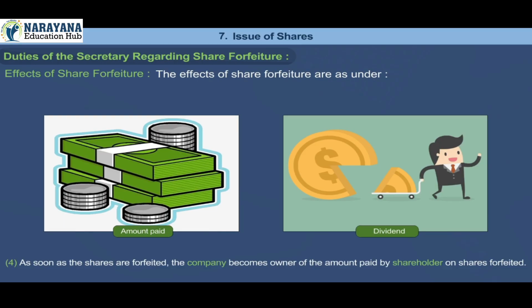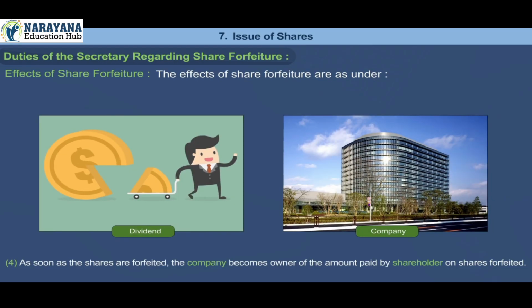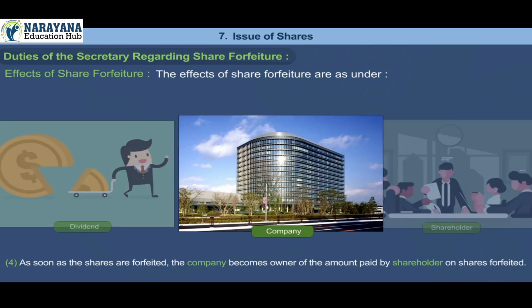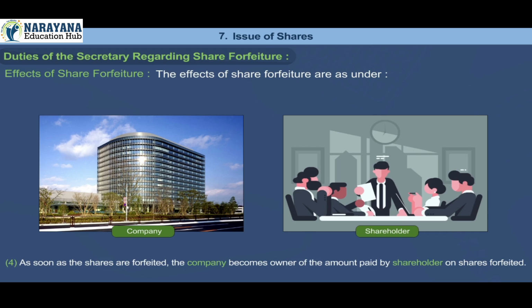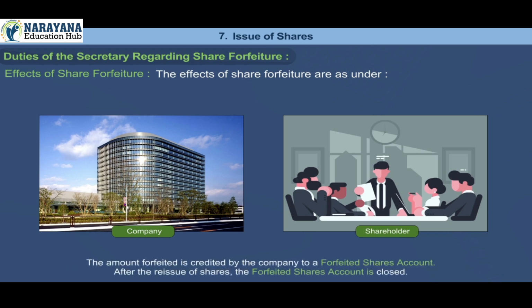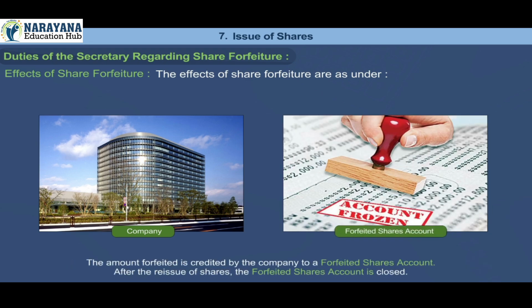4. As soon as the shares are forfeited, the company becomes owner of the amount paid by shareholder on shares forfeited. The amount forfeited is credited by the company to a forfeited shares account. After the reissue of shares, the forfeited shares account is closed.